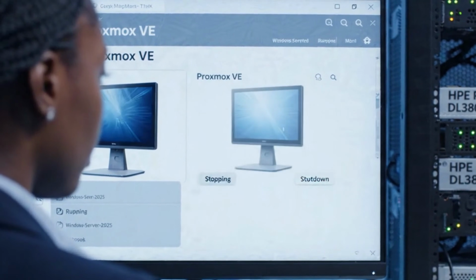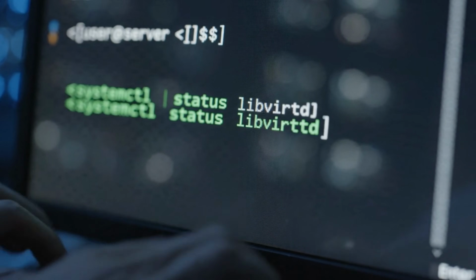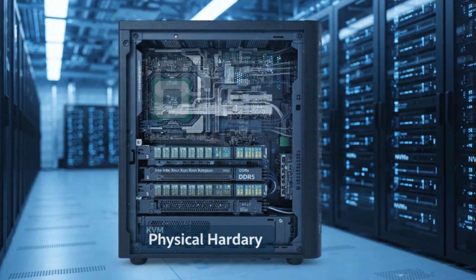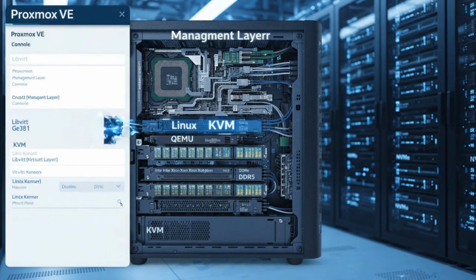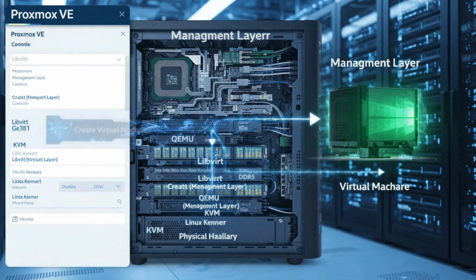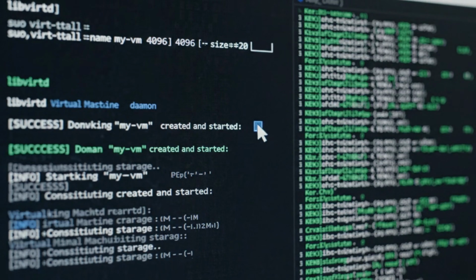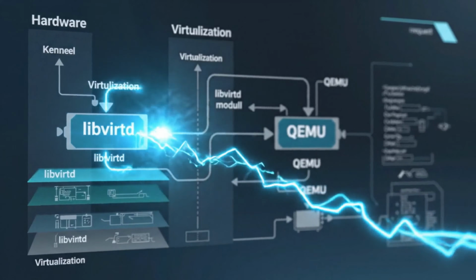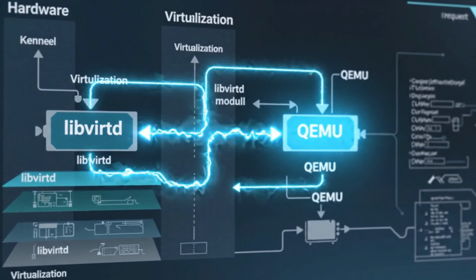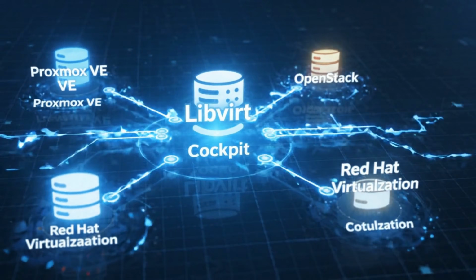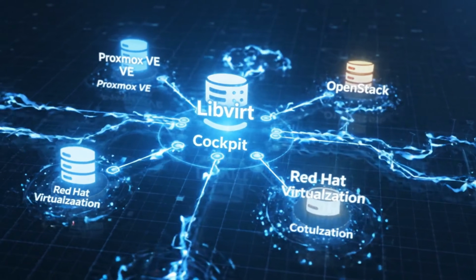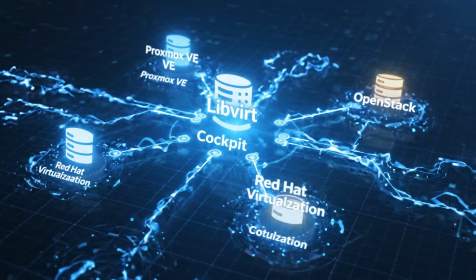Libvirt is not a hypervisor, and it does not emulate hardware like QEMU. Instead, it acts as a management layer that sits above virtualization technologies and provides a standardized way to control them. Rather than communicating directly with QEMU or KVM, enterprise platforms such as Proxmox VE, OpenStack, Cockpit, and Red Hat Virtualization use Libvirt as their management interface.